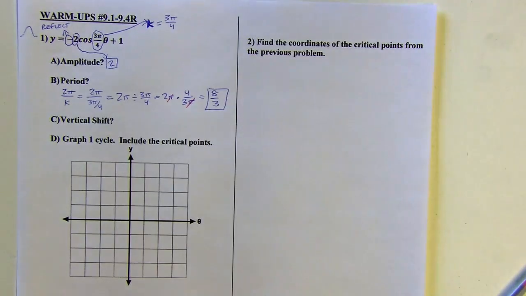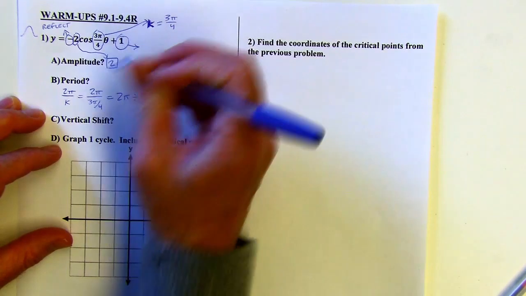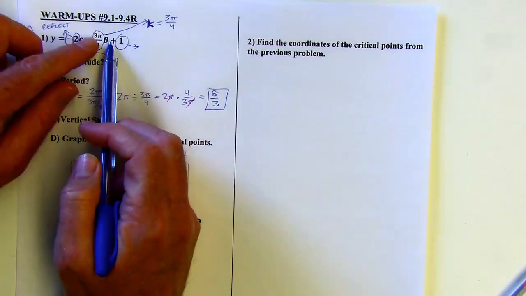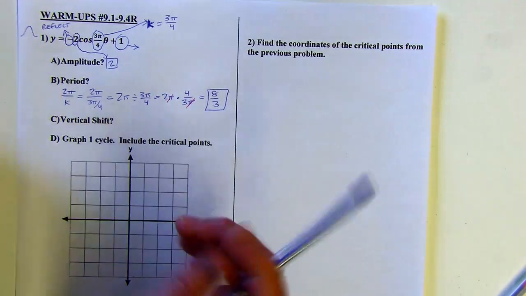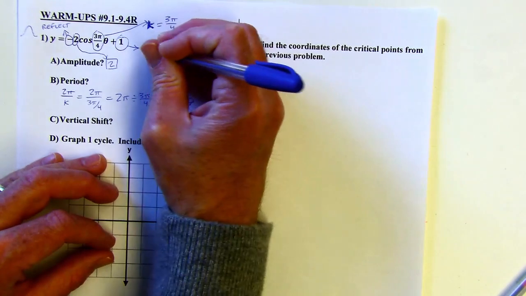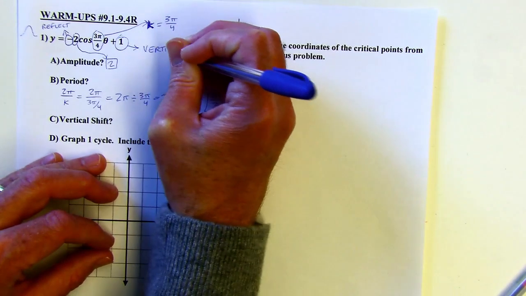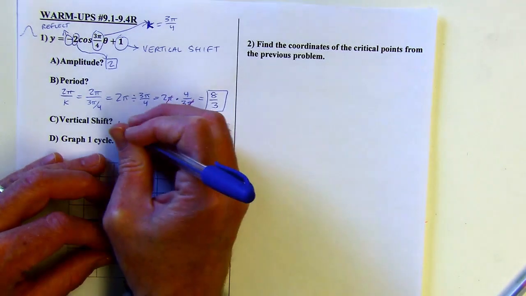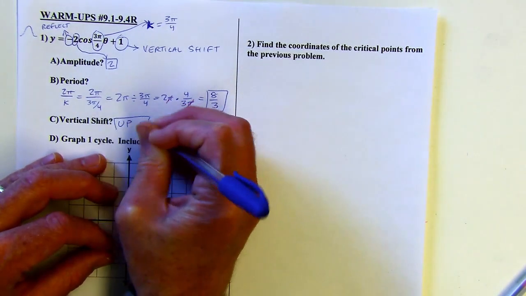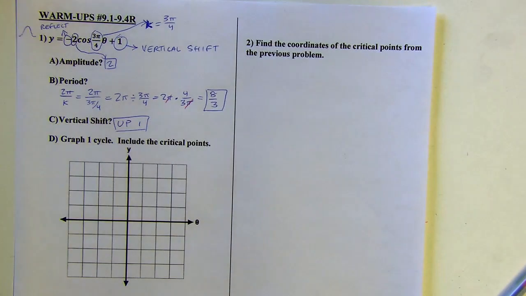Okay. All right, and then the vertical shift is going to come from whatever is added or subtracted to the end. If I had something inside the parentheses added or subtracted to the theta, that would be a phase shift. But we haven't gotten to that yet. So this is going to be a vertical shift right here. So that's going to move everything up 1 since it's positive. Or you could just say 1. If it was going down, it would be a negative number.